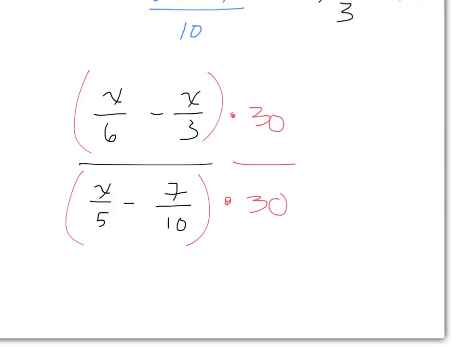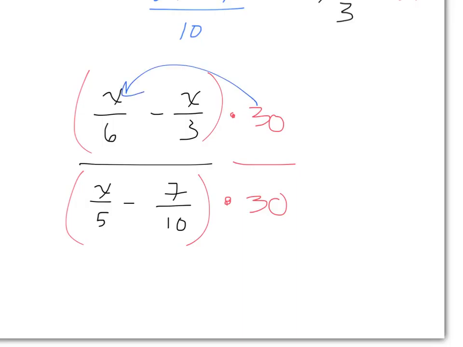30 over 6 reduces to 5x. 30 over 3 reduces to 10x. 30 over 5 reduces to 6x. And finally, 30 distributed here over this 10 makes it a 3 times 7, which makes this a 21. So distribute the 30 to everything, and you'll see all the cancellations occur.